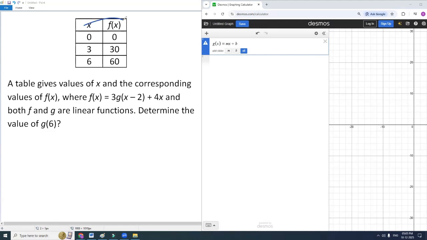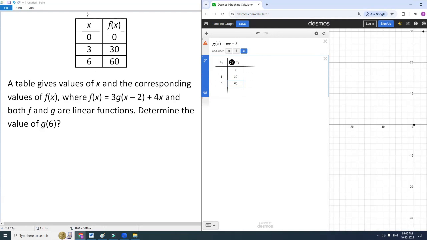Here we have a table of values for the function f(x). Now let me take the table of values over here in Desmos, that is table. So the first point in the given table is (0, 0), the second one is (3, 30), and the third one is (6, 16).